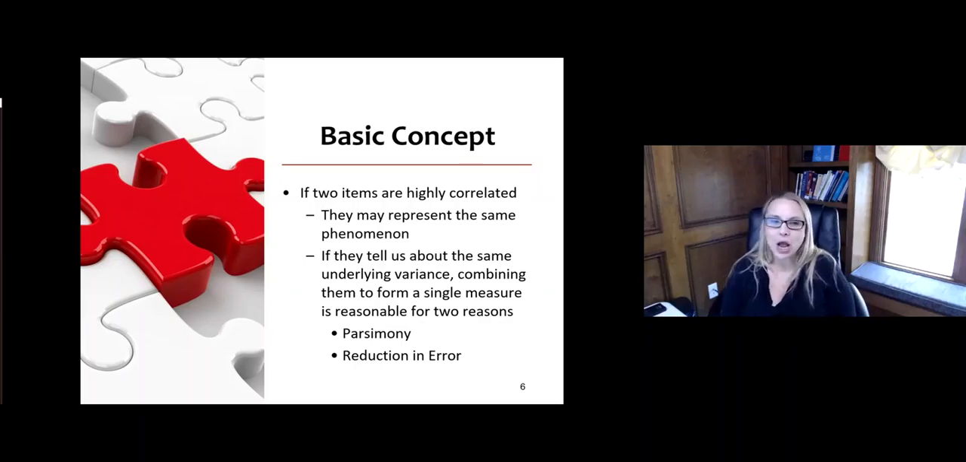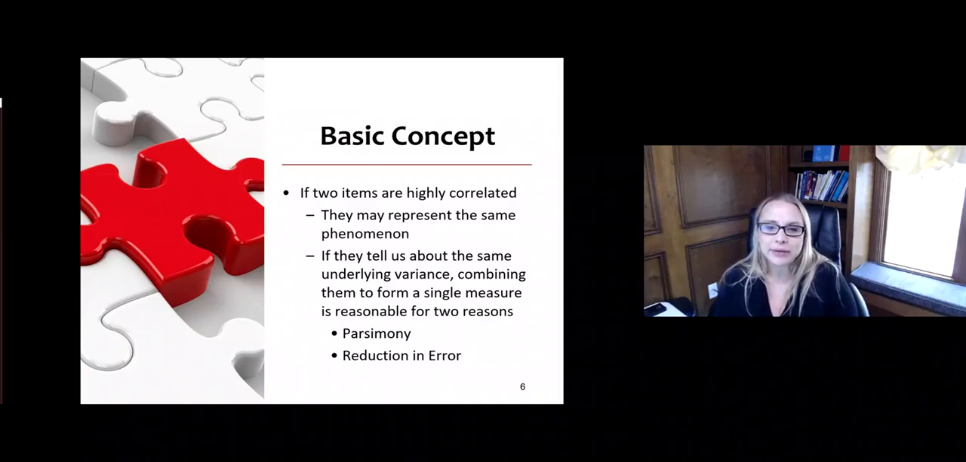Let's talk about the basic concepts. If two items are highly correlated, they may represent the same phenomenon, and they tell us about the same underlying variance, and so combining them to form a single measure would be reasonable for two reasons. One, it's just parsimony. It makes it simpler. Fewer data features in our model is generally going to be better, and it also reduces the error in our predictions. So as we talked about before.